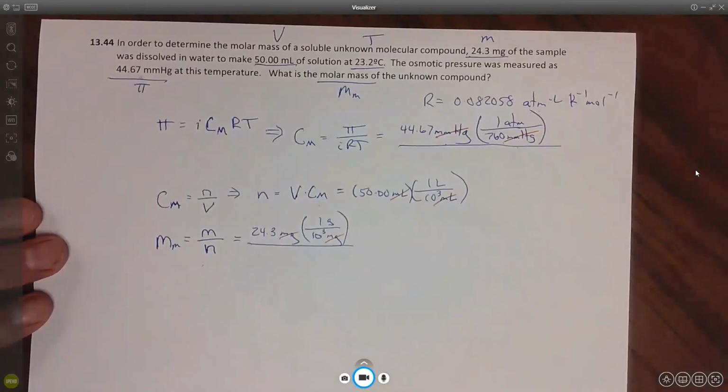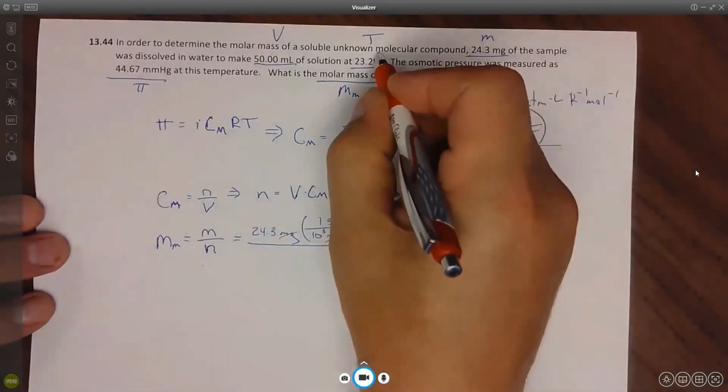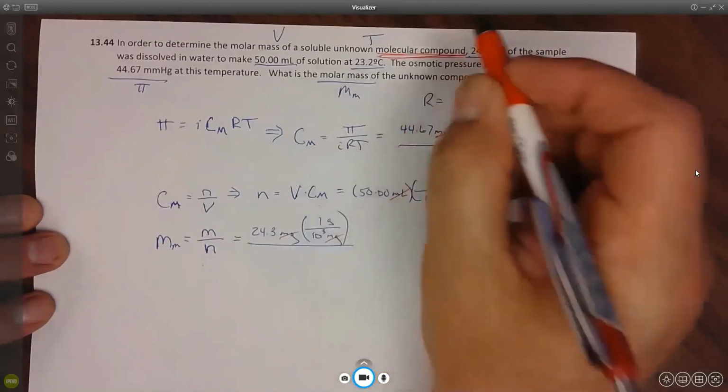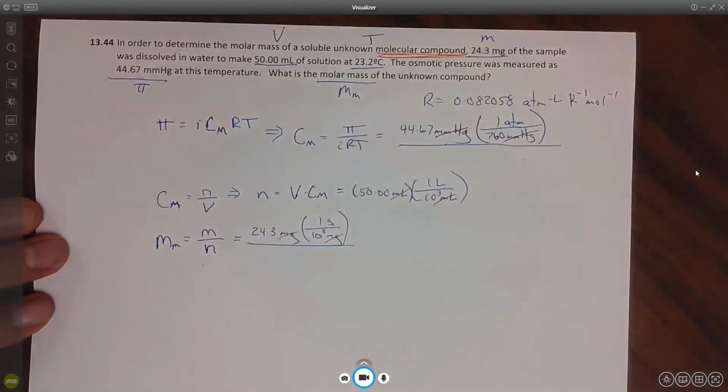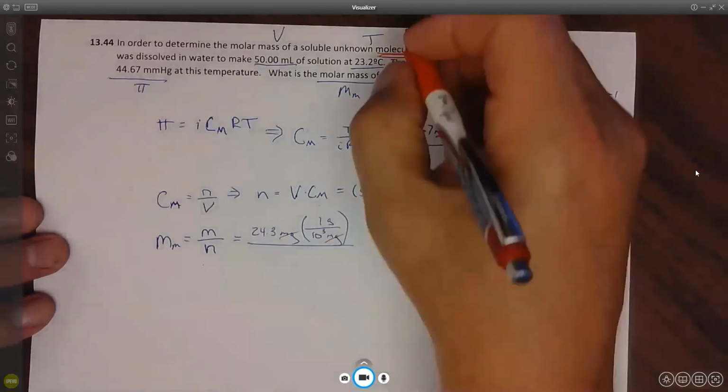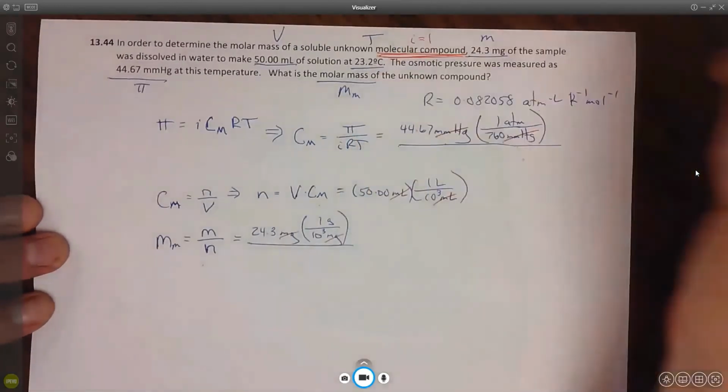Would it just be 1? Yeah, why? Well, the molecular compound is unknown. Right, but it is a molecular compound. Oh, yeah, so it's molecular, so it'd just be 1. Right, so because it's a molecular compound, usually i equals 1.